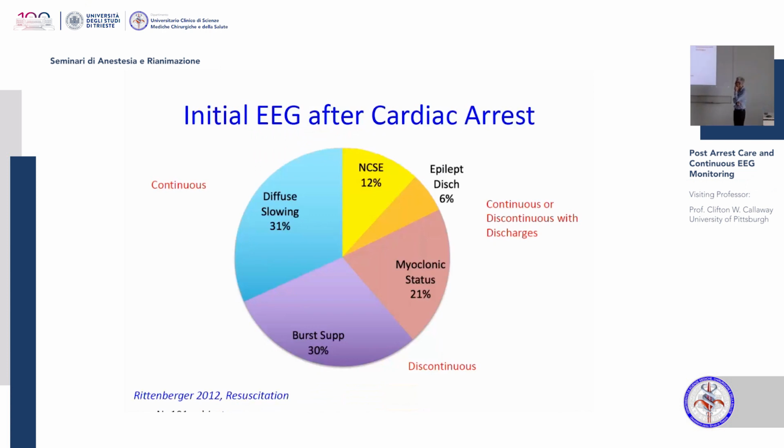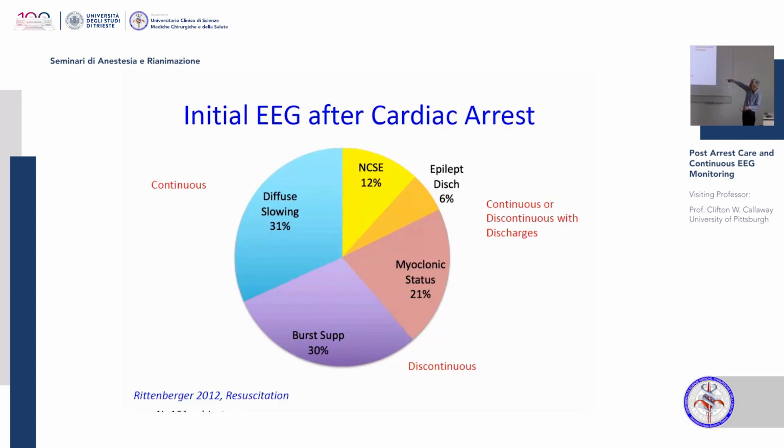Okay. But that's general neurophysiology. We're talking about cardiac arrest. When we meet a cardiac arrest patient, what are we likely to find? I put the EEG on. What kind of patterns will I see?